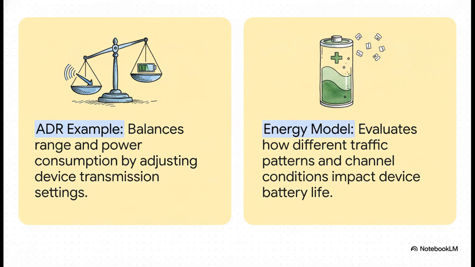Let's just compare 2 of them to see what I mean. The ADR example helps you answer the question, how can my network automatically tweak device settings to get the best possible balance of range and power? Meanwhile, the energy model example answers a totally different but just as important question. Okay, based on how often my devices talk, how long will their batteries actually last out in the field? See? Two different tools for two very critical IoT questions.